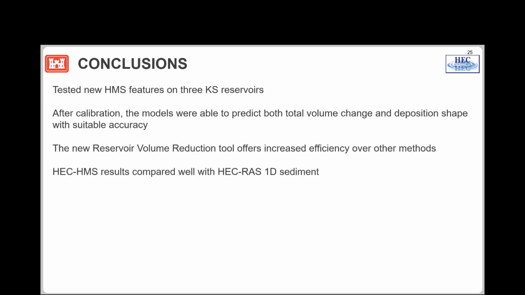So in conclusion, we tested the new reservoir volume reduction tool on 3 reservoirs in the Kansas River watershed. After calibration, we were generally able to accurately predict volume change compared to the survey data. There are some discrepancies, but many of those can likely be explained by survey errors. The HMS tool offered improved efficiency and organization over methods we'd used previously for the watershed study. And finally, the HMS results compared well with a RAS 1D sediment model, which is more established.